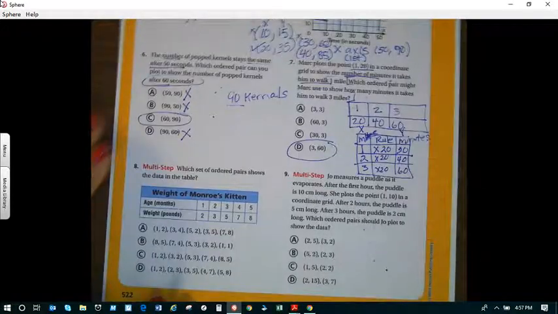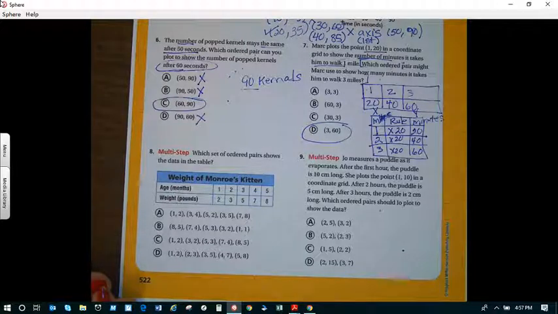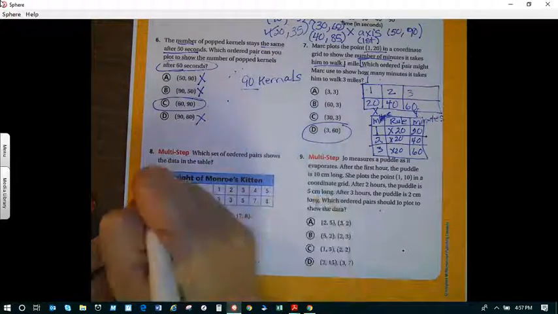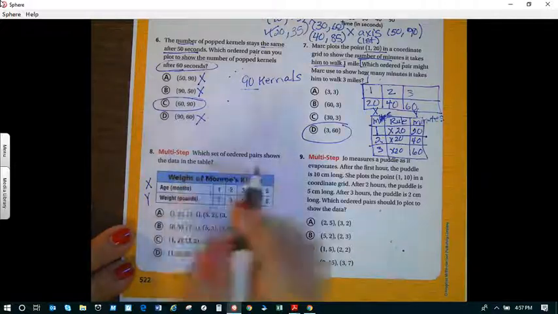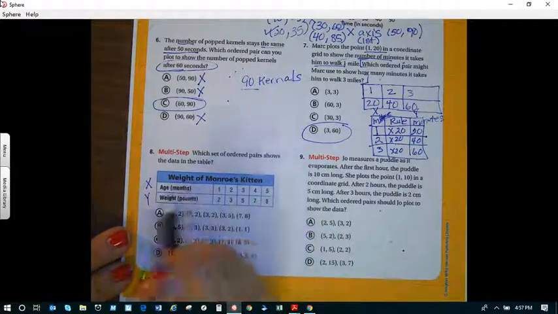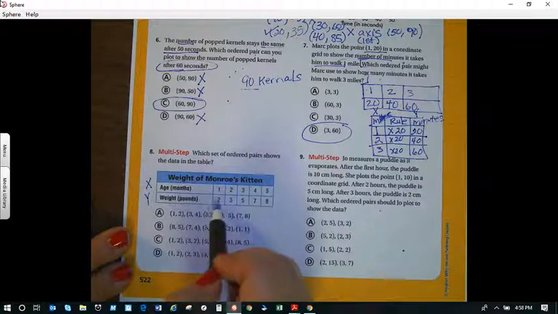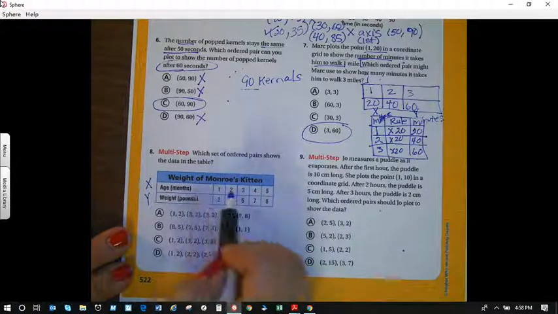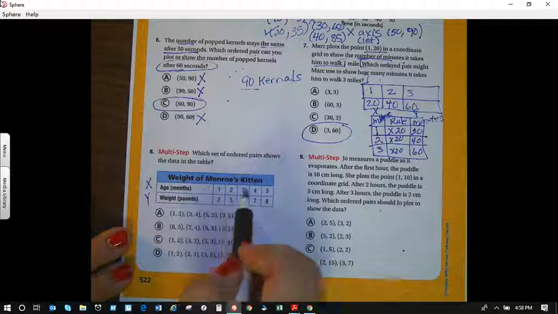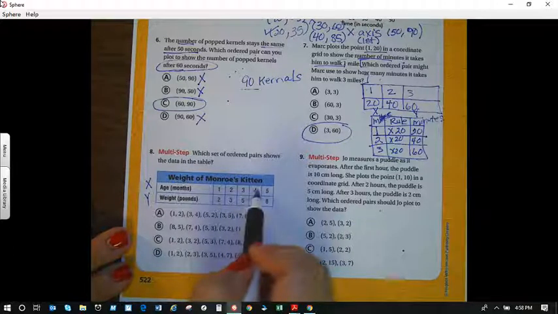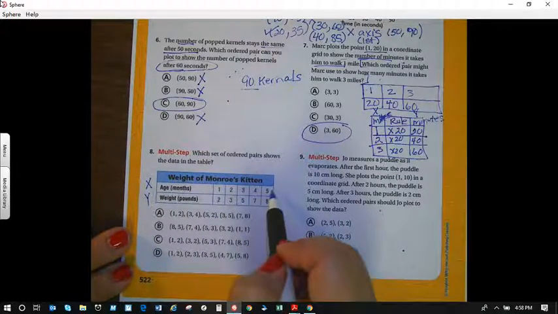Let's look at number 8 for our multi-step problem. Which set of ordered pairs shows the data in the table? All right, so now we're looking at the input-output table. I'm going to mark this X, this Y. Weight of Monroe's kitten. Age in months, 1 month, the weight was 2 pounds. 2 months, 3 pounds. 3 months, 5 pounds. 4 months, 7 pounds. 5 months, 8 pounds.